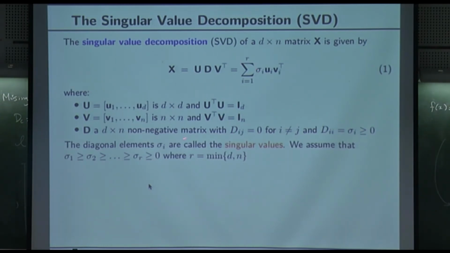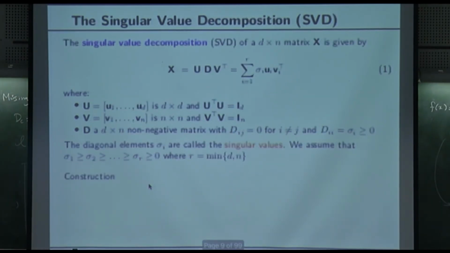So D is a D by N non-negative matrix where D_ij is equal to 0 for i not equal to j, and D_ii is equal to sigma_i. The diagonal elements are called the singular values, and we assume that the singular values are ordered such that sigma_1 is greater than sigma_2 is greater than sigma_r, which is greater than or equal to 0. You can always choose that the singular values are greater than or equal to 0, where r is the minimum of D and n. Some of these could actually be equal to 0 even before, so that allows for the possibility of that happening. Okay.